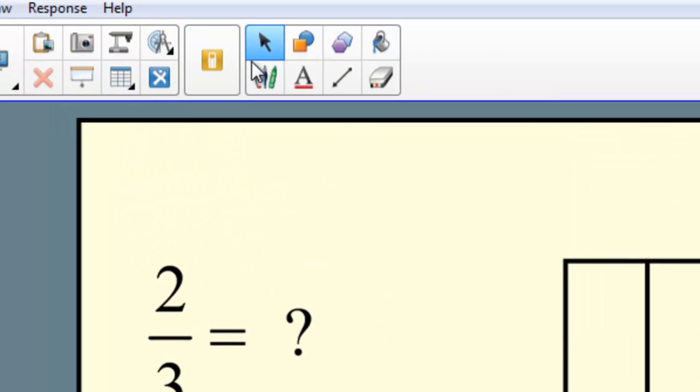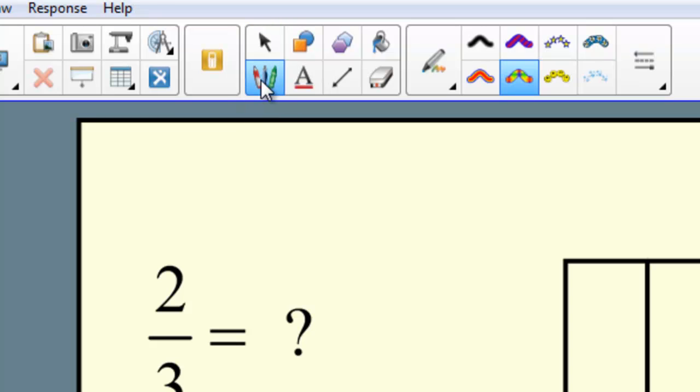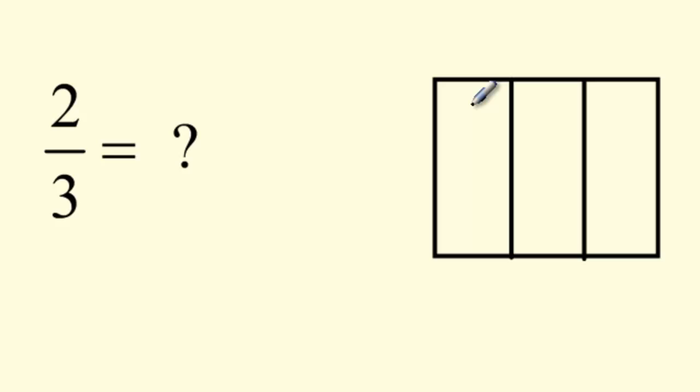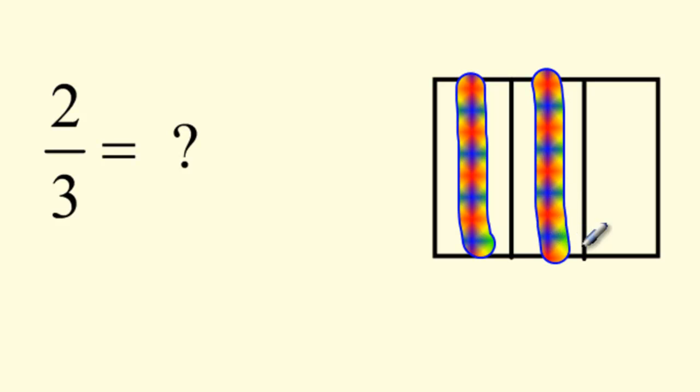And to do so, I'll use the SmartBoard's Creative Pen. And I think I'll pick the pen that has the multicolors in it, just because that's nice and bright. So I'll color this third and this third. So I have colored 2/3 of the rectangle. Again, the top number represents how many parts are colored. The bottom number or denominator represents how many parts the whole was divided into.